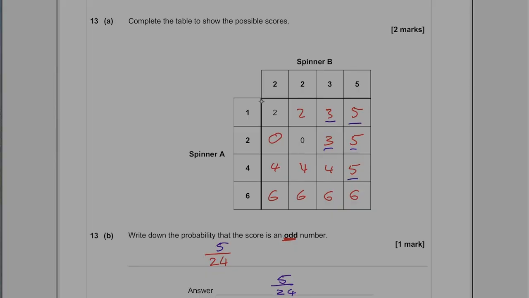And I've made a very silly mistake here. 4 times 4 is 16. That should have been a 16 there. 16 outcomes.